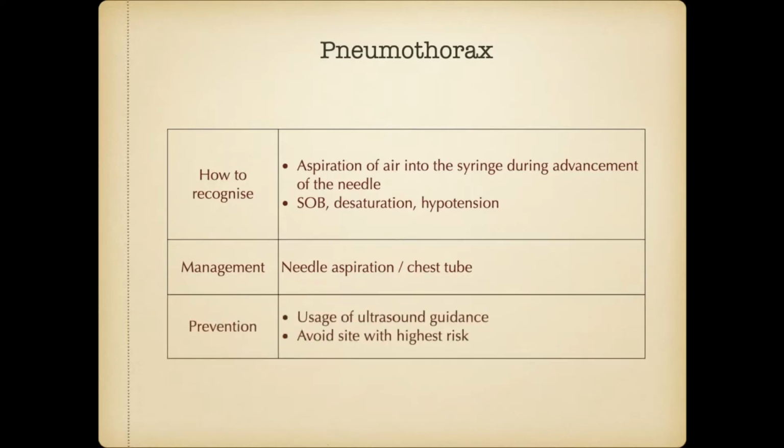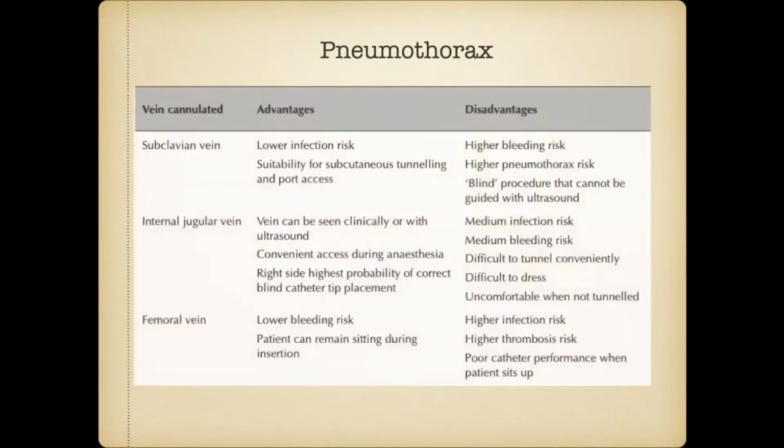So how to prevent it? That's why we use ultrasound guidance and avoid the site with the highest risk. Which is the site with the highest risk? We know we have subclavian cannulation, internal jugular or femoral vein, and it has been shown that the subclavian approach has a higher pneumothorax risk.